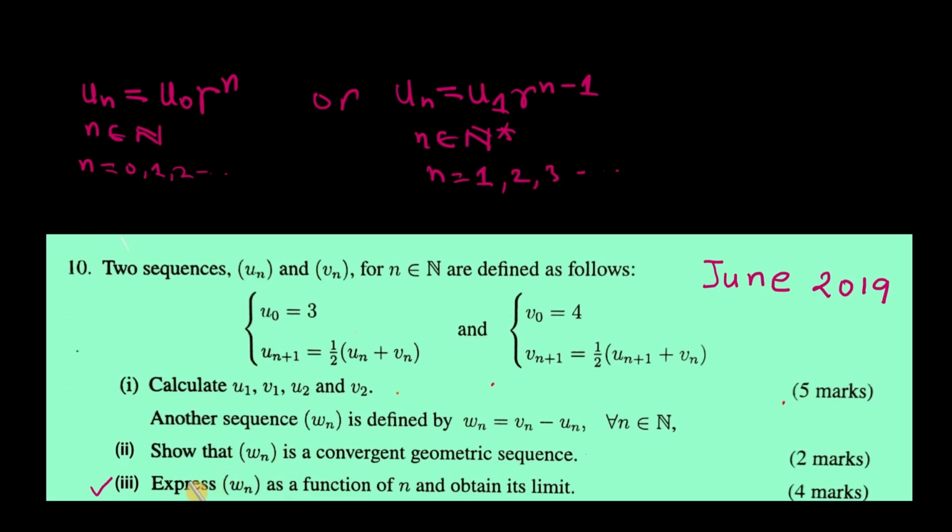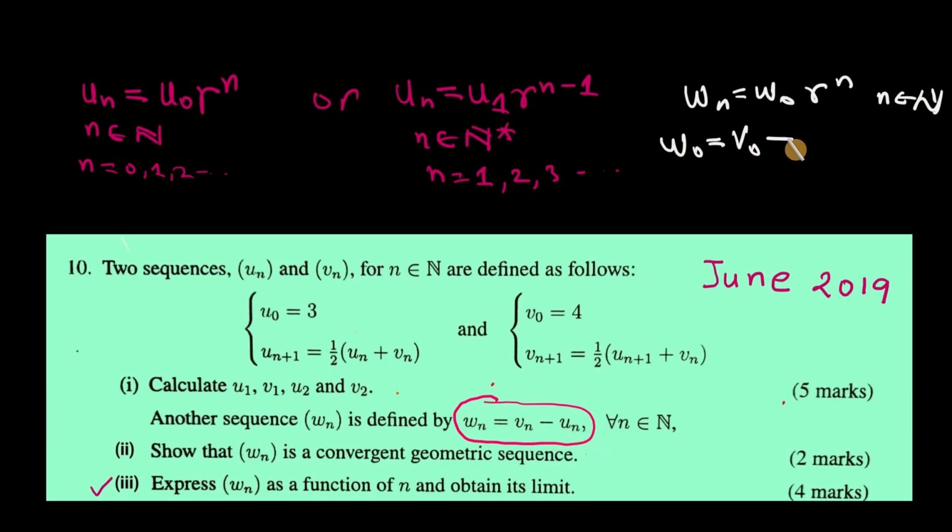From Roman 2, we know that Wn is a geometric sequence. That is, Wn can be given by W0 r to the n, where n belongs to the set of natural numbers. That's n starting from 0 and above. But we know Wn is equal to Vn minus Un. That means W0 is equal to V0 minus U0. But we know U0 equals 3 and V0 equals 4. That is 4 minus 3, which is equal to 1.